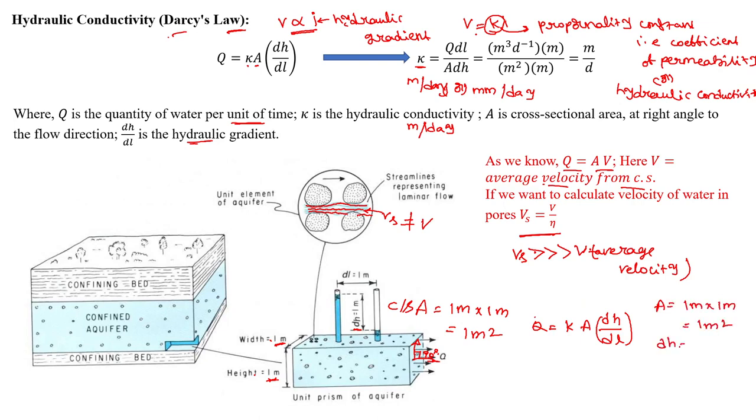How much is dH? dH is 1 meter. dL is also 1 meter. Now dH by dL is how much? 1 by 1 will be 1. Now Q will become K into 1 meter square into 1. This dH by dL has no unit, so whatever units K has, for example meter per day, it will be K meter cube per day. So the major conclusion is that the discharge from an aquifer is proportional to the hydraulic conductivity.